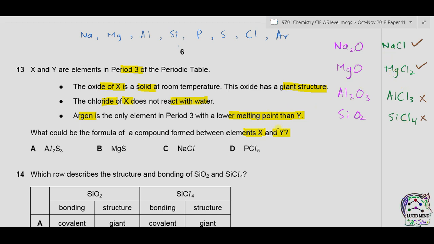Now let's find out which is element Y. The third point says that argon is the only element in period 3 with a lower melting point than Y. It means that Y is also a gas, so therefore it should be chlorine. So the formula between X and Y could be sodium chloride or magnesium chloride. As only sodium chloride is given, the answer is therefore C.